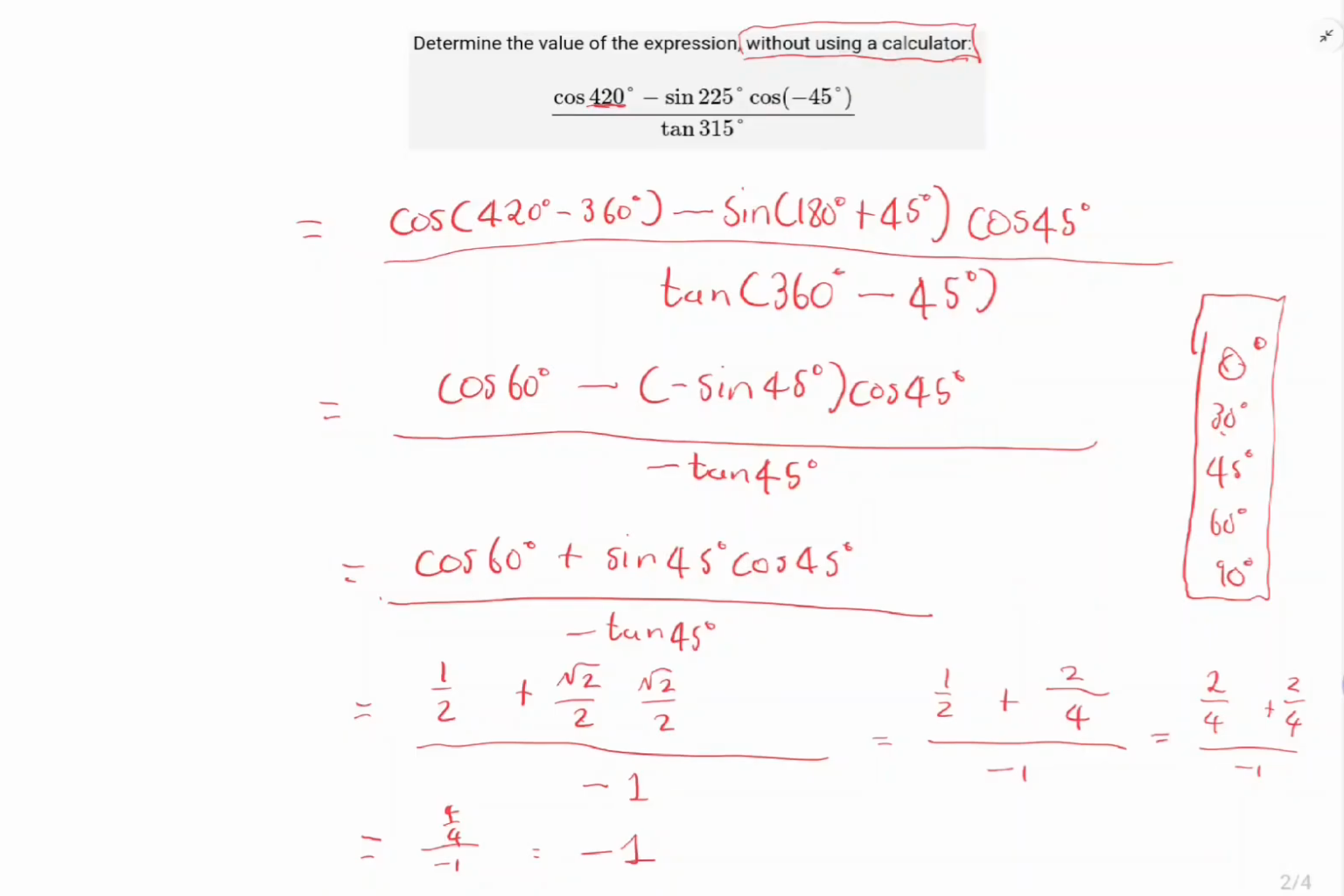So you just want to keep on showing more methods. The more methods you show, the more chances of attracting more marks are there, right? That's what you want to keep in mind when you see without using a calculator type of questions. You want to show as many steps as you possibly can.